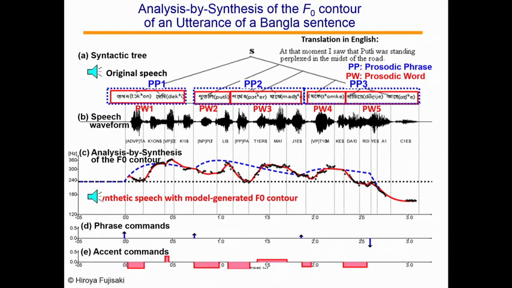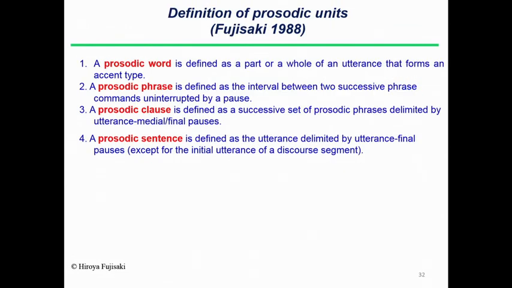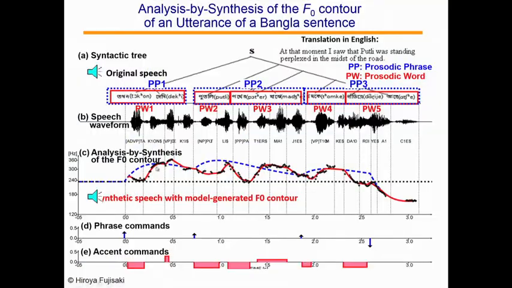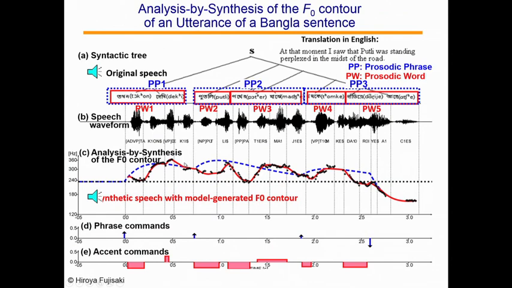So, he defined the prosodic word as a part or whole of an utterance that forms an accent type. In Bengali we found that every prosodic word begins with a negative accent. We say that Bengali is a bound phrase language, which means that at the beginning of every prosodic word the F0 contour is rising. If you see the F0 contour in the black line, at the beginning of every prosodic word the F0 contour is rising.